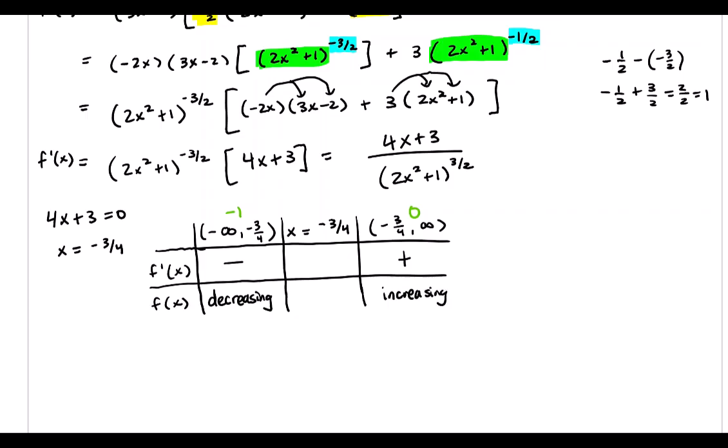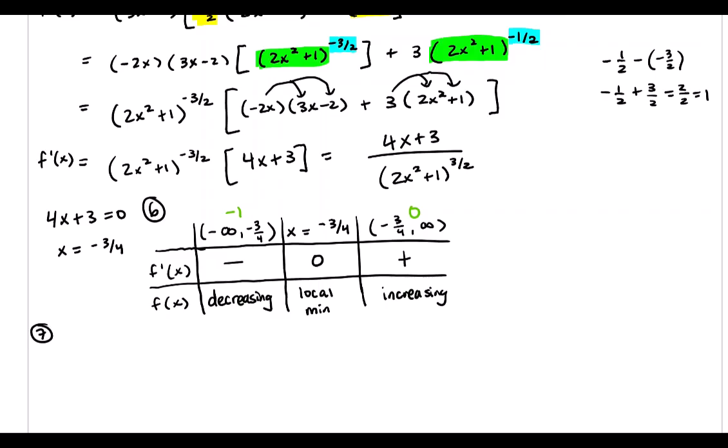On our other interval we are increasing. We know that at x equals -3/4, our first derivative is equal to 0. And so if we go from decreasing to increasing, then we will have a local minimum at this value. Okay, so now we are, our sign chart, this was item number 6.